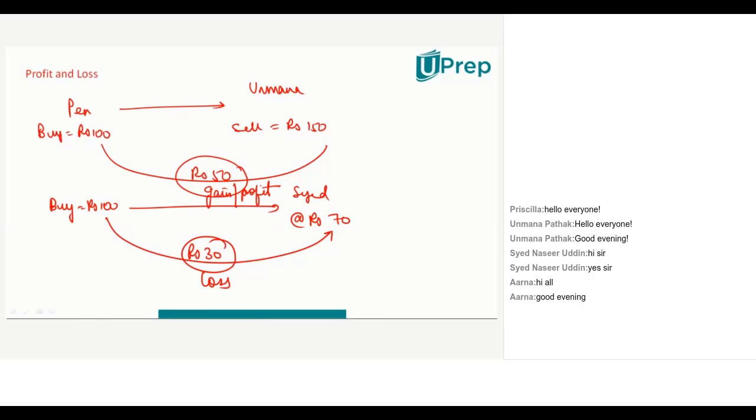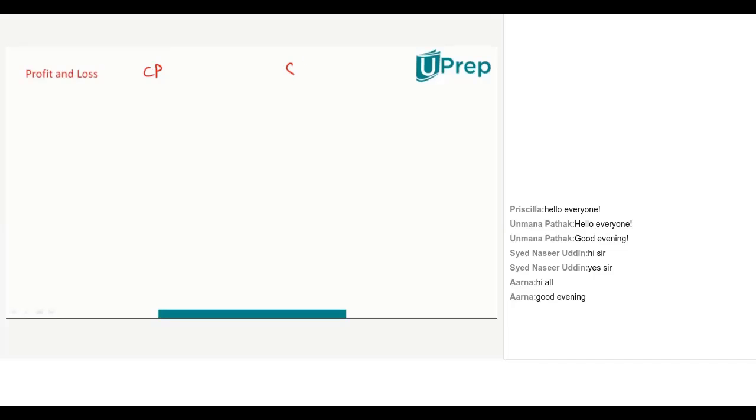As simple as this. Is this clear? Now what do I want to discuss? I want to discuss something called CP and something called SP. Now what is CP? CP is simply nothing else but the cost price. That is the price at which I buy an article. It can be anything. It can be pen, X, Y, Z, whatever. The price at which I buy an article is simply the cost price.